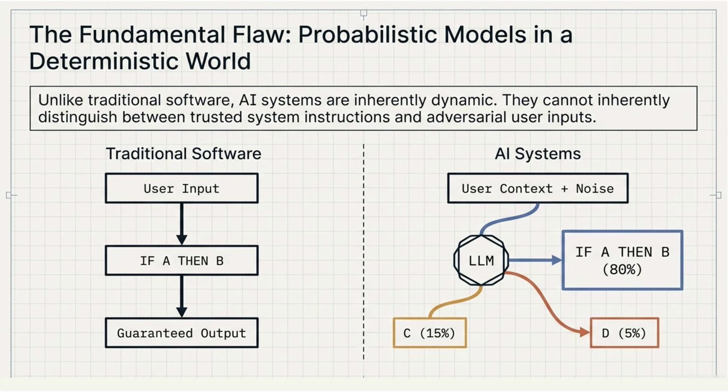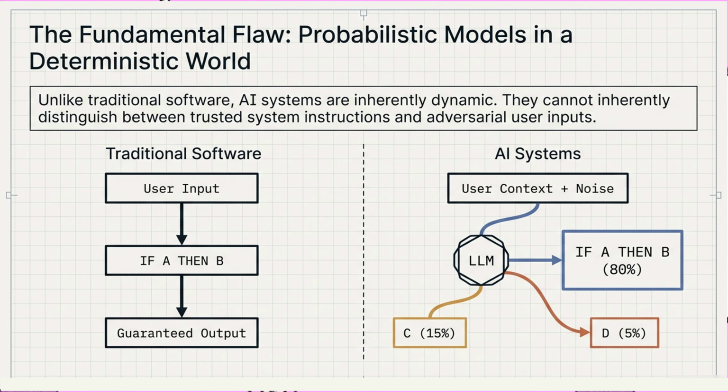Think about it this way. When you combine user context with inherent system noise and feed it into an LLM, you do not get a single guaranteed path. Your model might give you the exact desired outcome, let's call it option B, 80% of the time, which looks absolutely great in an isolated lab test. But that exact same input, processed probabilistically, will inevitably lead to unexpected variations. You might get option C 15% of the time, or a totally wild option D 5% of the time. In a live environment, that 5%, that is exactly where your system breaks.